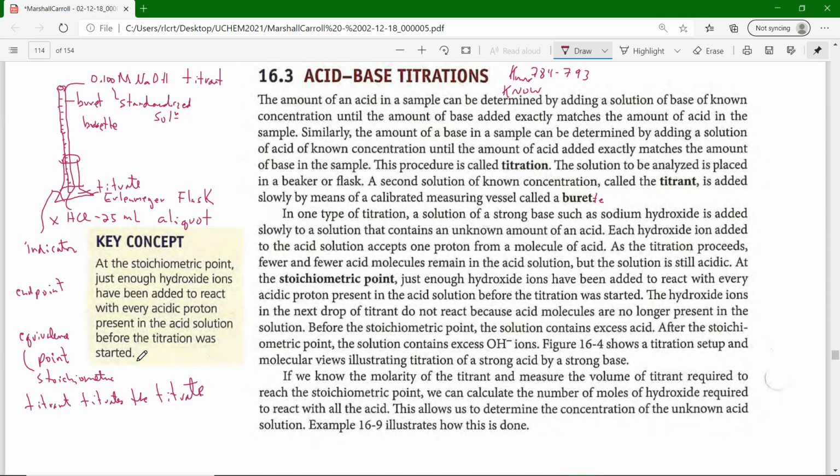Just enough hydroxide has been added. Neutralization happens, right? You get complete neutralization of the acid in the original sample by the incoming base. The hydroxide ions of the next drop don't react because the acid molecules are no longer present. Before the stoichiometric point, you had excess acid. After, you have excess base. If you know the molarity of the titrant and measure the volume of the titrant, you can calculate the number of moles present.